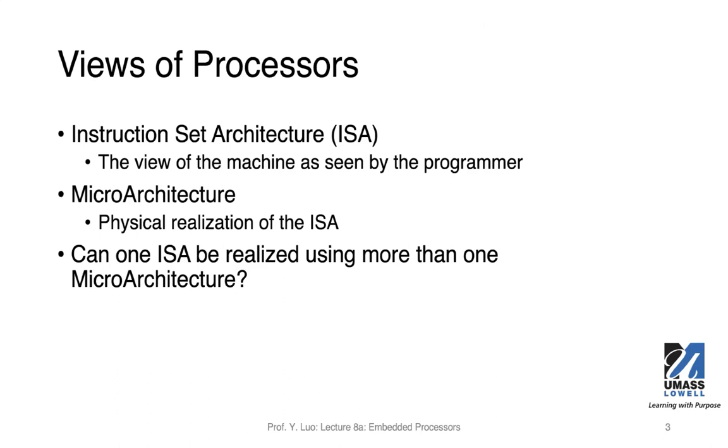So on this slide, there's one more question. Can one instruction set be realized using more than one microarchitecture? And the answer is yes. As I just explained, for the same instruction set, you can implement this particular processor using different microarchitectures. You may use one microarchitecture for high performance, and you can redesign this chip using very efficient power optimization techniques to reduce the power consumption of the chip, but still maintain the same instruction set architecture. And that's very common in the industry. So hopefully these several points give you some idea about the views of these processors.